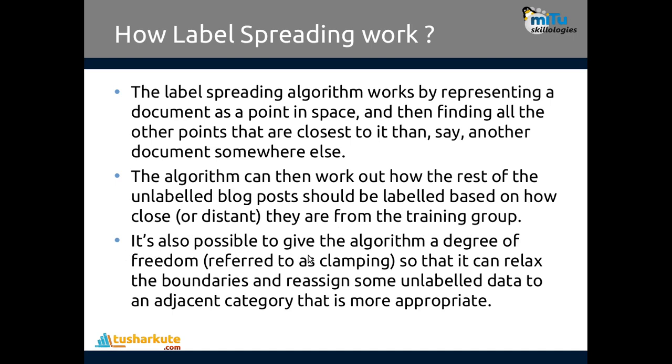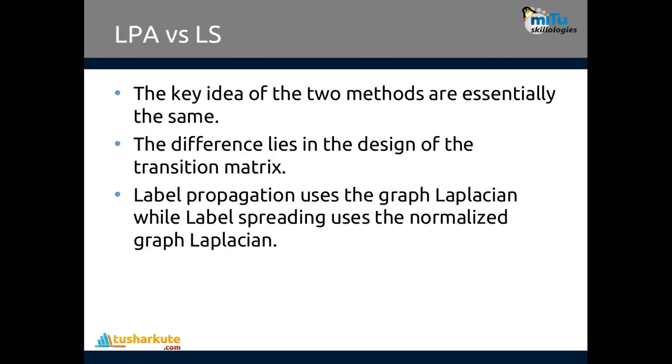It is also possible to give the algorithm a degree of freedom, called clamping, so that it can relax the boundaries and reassign some unlabeled data to the adjacent category that is more appropriate. So here grouping is worked. In the case of label propagation, one-to-one interaction is used. That's the main difference that both of these carry.